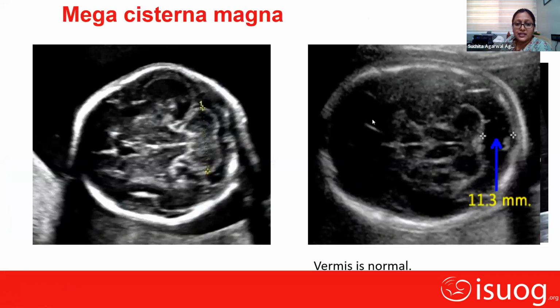Again, this is a normal plane. I see the cerebellum, a good cerebellum, vermis, cisterna magna, nuchal fold. But here, this plane appears normal, but the cisterna magna is dilated. This is 11. So I'm dealing with a mega cisterna magna. In mega cisterna magna, the vermis is usually normal. But whenever you find this, neurosonography, a transvaginal scan, has to be done to look at the mid-sagittal plane.